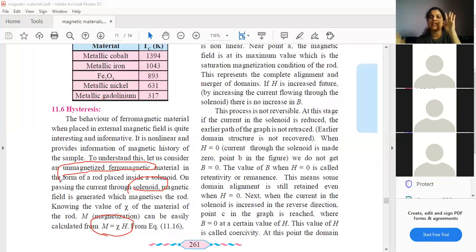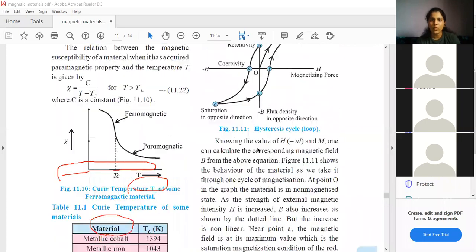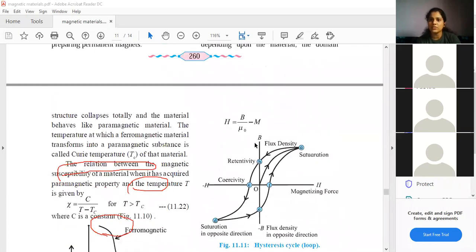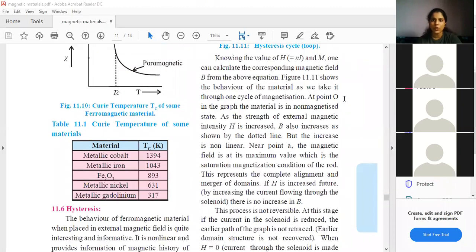The ferromagnetic material where the dipole moments are still in their domains, not aligned, I'll keep inside the solenoid. It will get magnetized and all. This is the formula. So these are the points already discussed in this chapter before. And this formula also, students, has been arrived from a derivation that we did above in this chapter. So if you all don't remember, please go and have a look. Knowing the value of H, which is N into I, and M, one can calculate the corresponding magnetic field. So if you know capital M and H, you all can find the magnetic field because of this formula. Okay, well, it is not important over here.